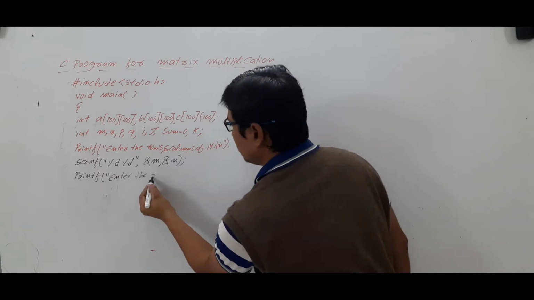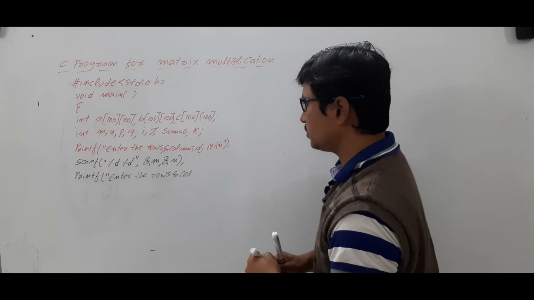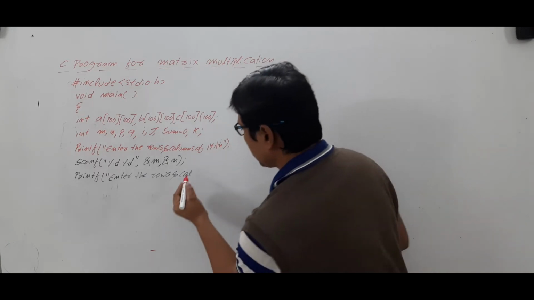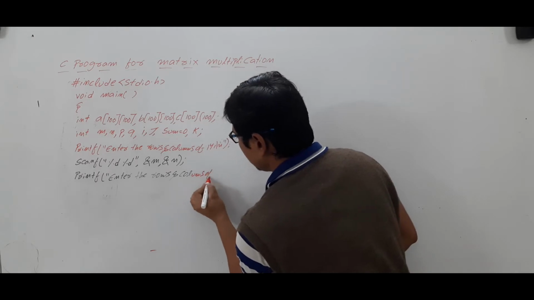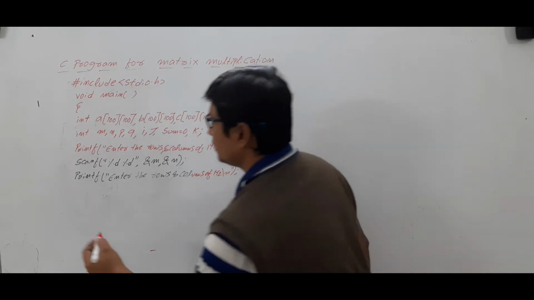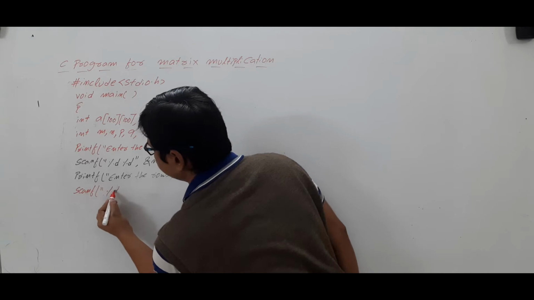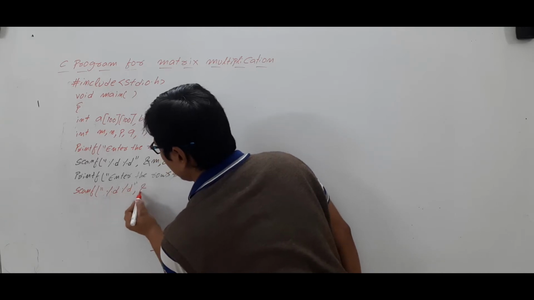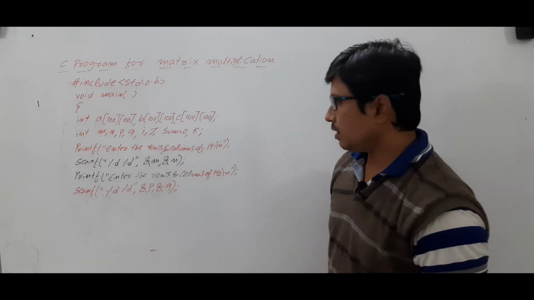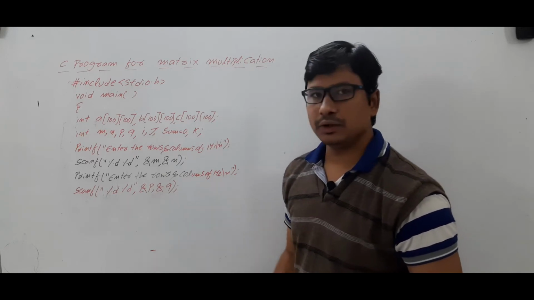Okay, enter the rows and columns of matrix 2. Let me use the red pen so that it will be visible for you. Let me use \n, which is a new line character, and I am scanning those values and storing them in the memory locations of variables p and q. Now I got the values of m and n, and p and q also.